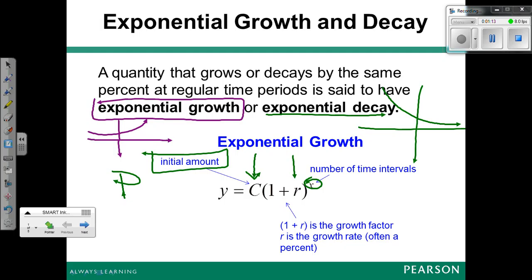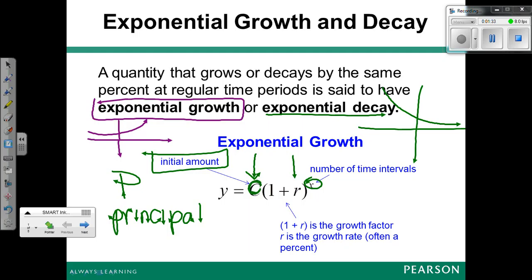The principal is like the money you put in at first, okay? Not the P-L-E. Anyways, we're getting off track again. So in this case, we're going to use the capital C, okay?